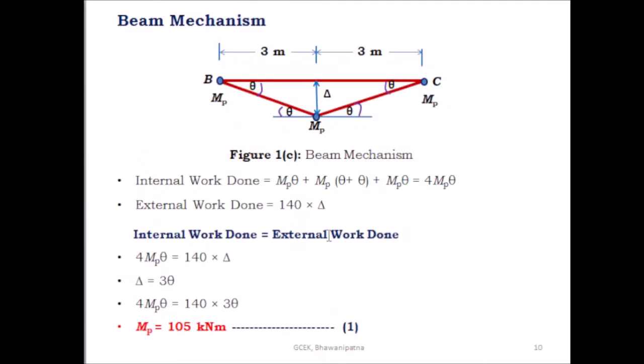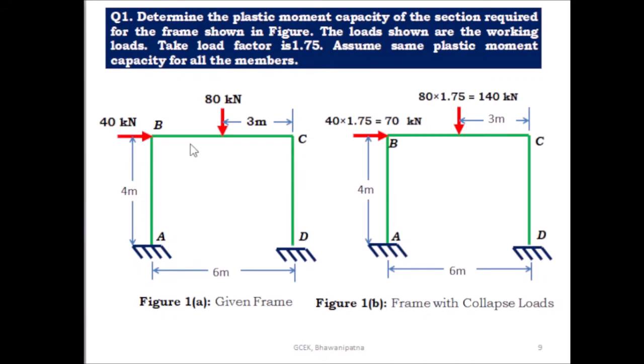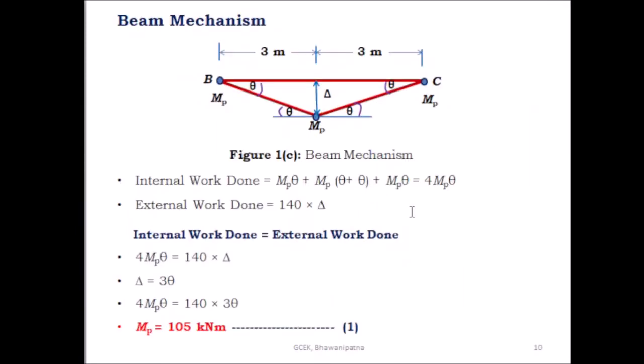So here you have to consider the three mechanisms. The first mechanism is the beam mechanism, the second one is the sway mechanism, and the third mechanism is the combined mechanism. So in the beam mechanism you have to consider what load is present on the beam. Here only one load is present, a 140 kilonewton load at the midpoint of the span BC. So this is BC and one load is present at the midpoint of the span BC.